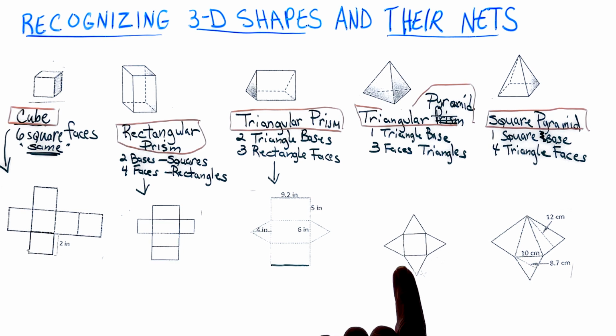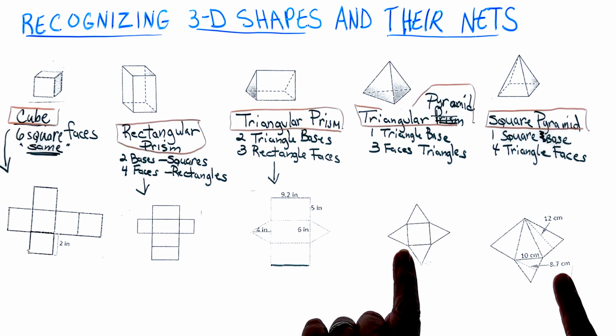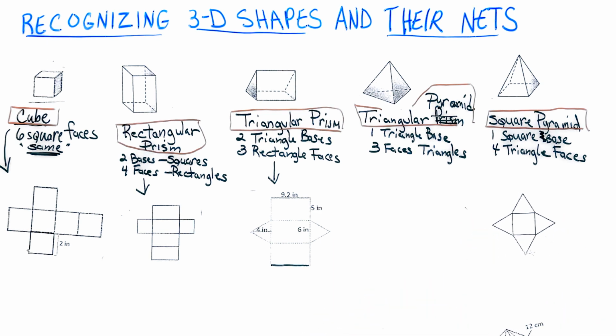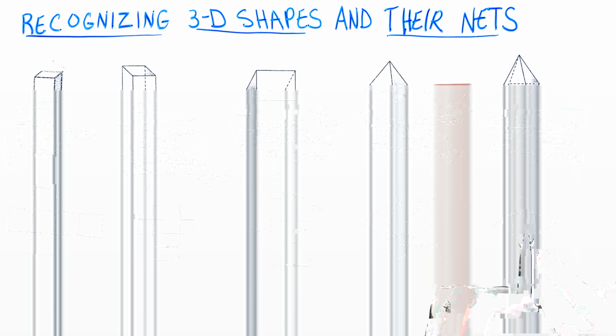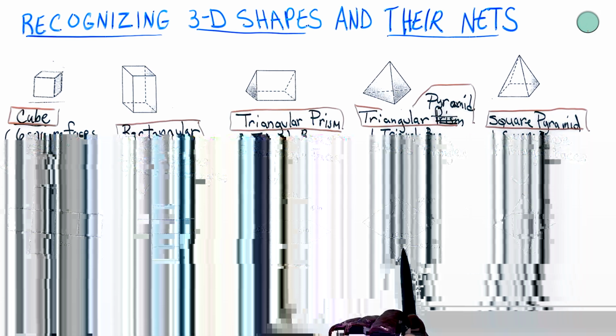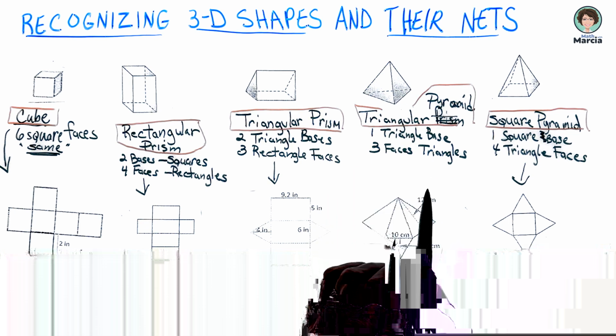For this one, I see I have a square and then I have triangles. So I know when it folds up, it's going to be a pyramid and it has to have a square base. So I'm thinking that I need to change location with this other one because this one definitely will go with our square pyramid. And we didn't discuss this one, but again, here is the base, a triangular base, with triangles that go around it. So this is the net for your triangular pyramid.